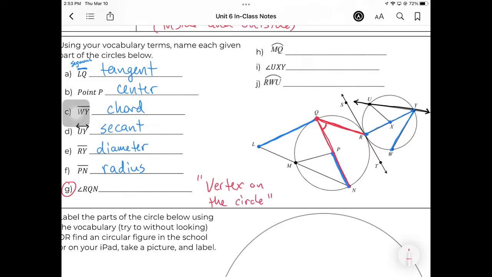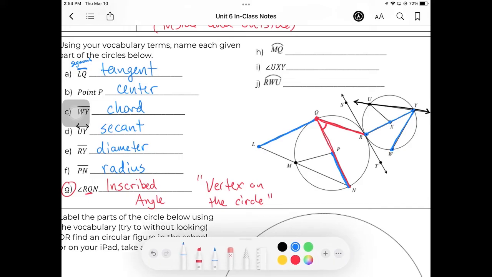the circle. When the vertex of an angle is on the circle, or the vertex of any shape is on the circle, we refer to that as being inscribed. So since the vertex of this angle is on the circle, we call this an inscribed angle. So angle RQN is an inscribed angle. It's all about where the vertex is.